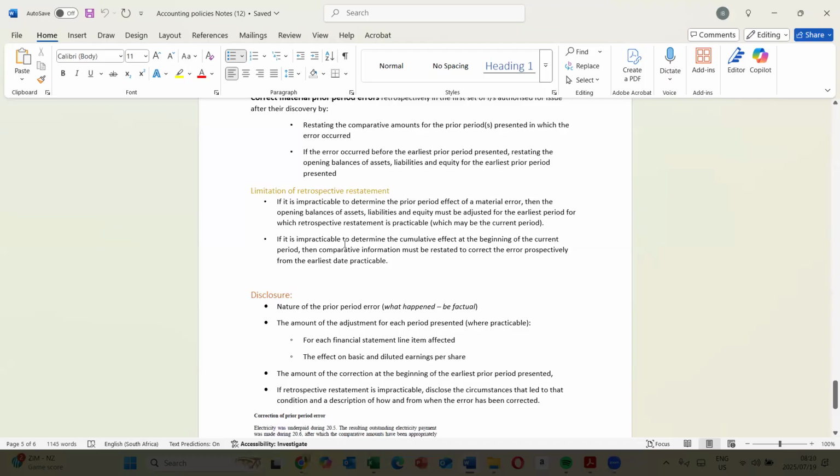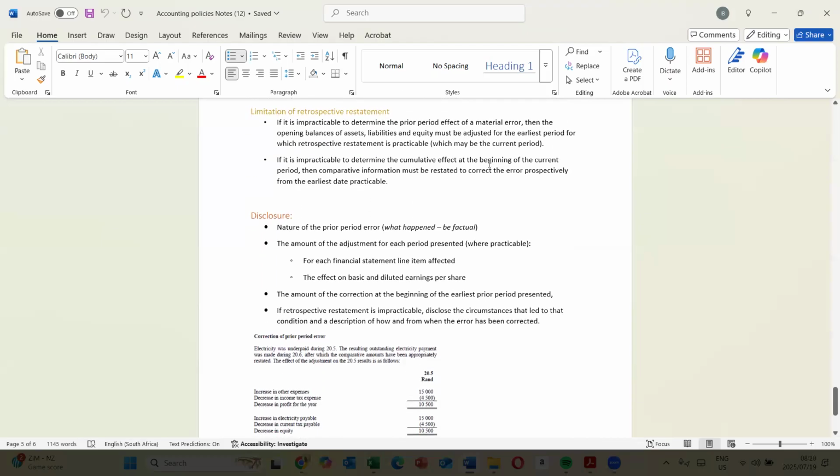And then if it is practical to determine the cumulative effect at the beginning of the current period, then comparative information must be restated to correct the error prospectively from the earliest date practical. So simply in regards to this, it just means that if we're not in a position to also adjust the opening balances, we account for the error from the current year going forward. So prospectively will be from now going forward. That's what we have.